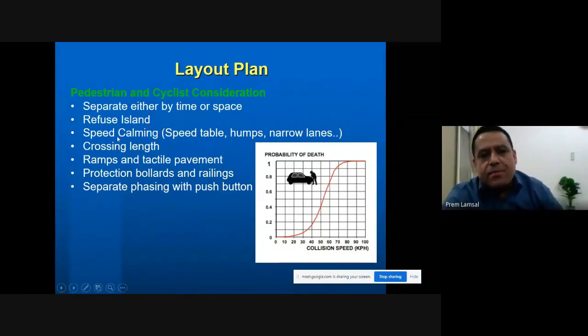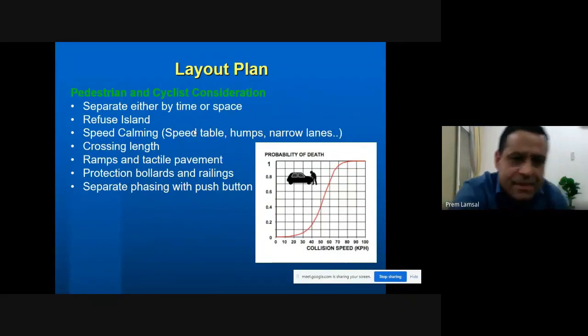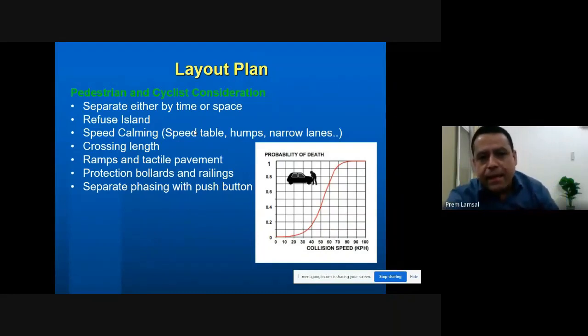And normally in the urban environment, we go for speed calming. For that, we normally provide speed tables, speed humps, or we narrow the lanes. There are multiple technologies developed for speed calming nowadays. And just to show the importance of speed calming, I have put this graph here. In this graph, you can see on the y-axis the probability of death, and on the x-axis the collision speed. For example, if a person is hit by a vehicle at 30 km per hour, the probability of dying is around 7%.